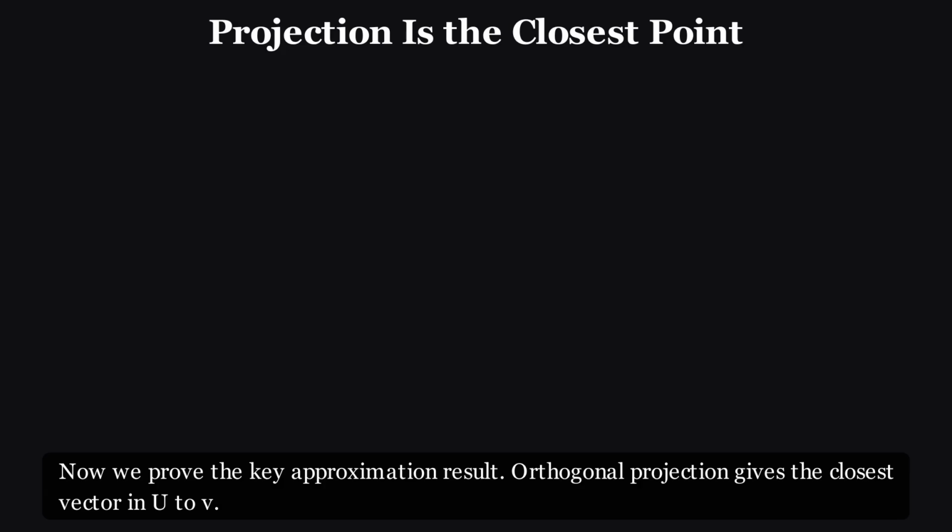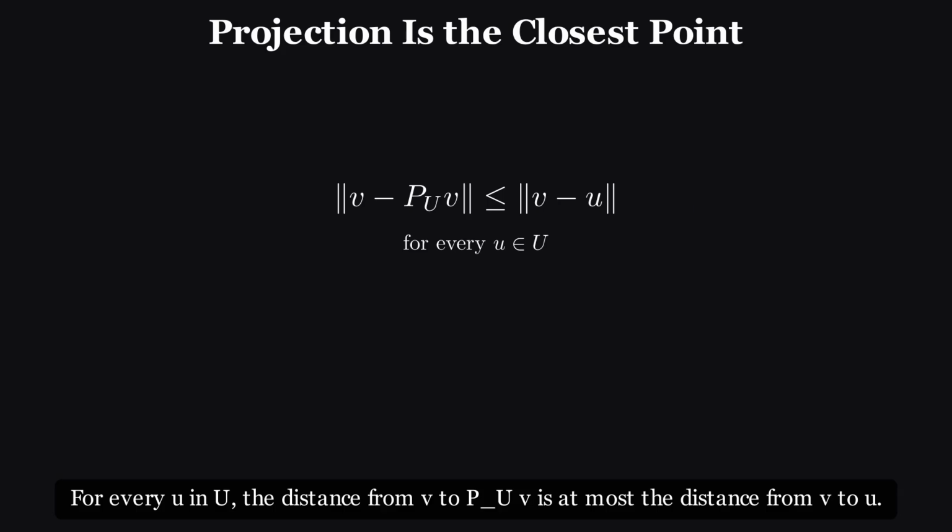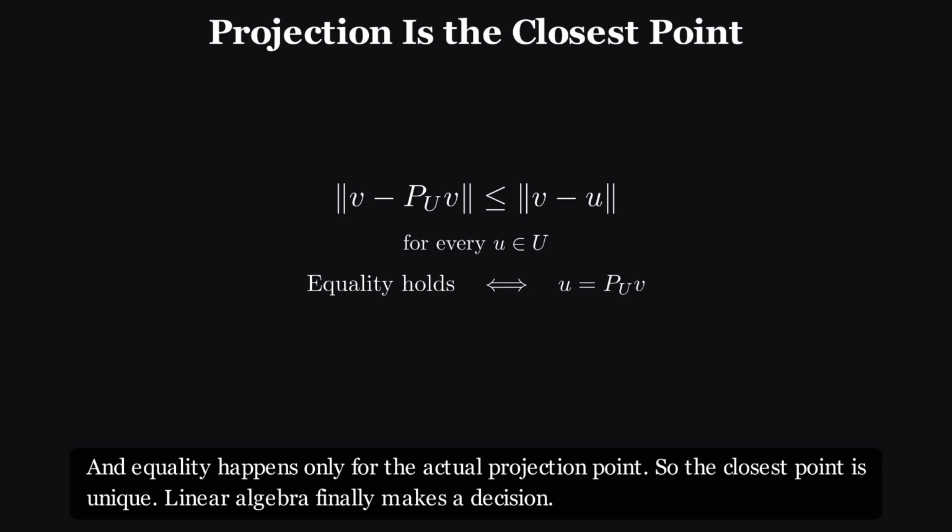Now we prove the key approximation result. Orthogonal projection gives the closest vector in U to v. For every u in U, the distance from v to P_U v is at most the distance from v to u. And equality happens only for the actual projection point. So the closest point is unique. Linear algebra finally makes a decision.